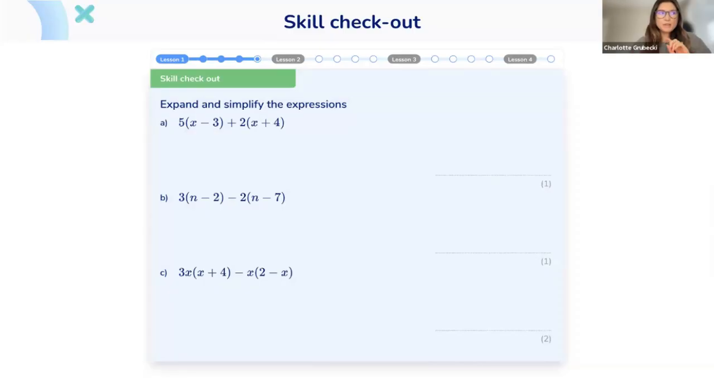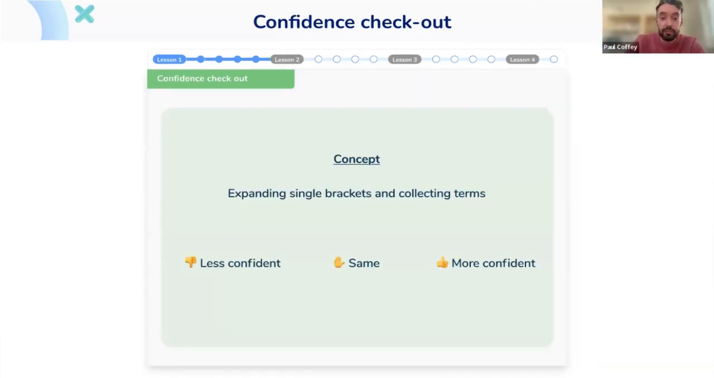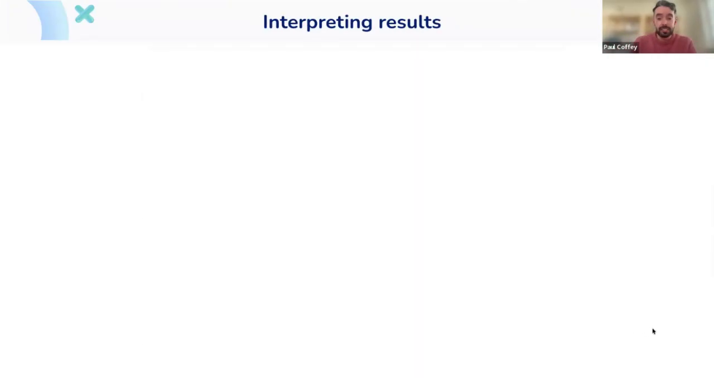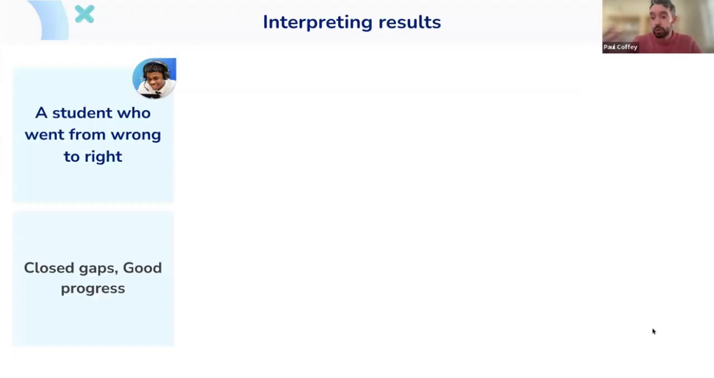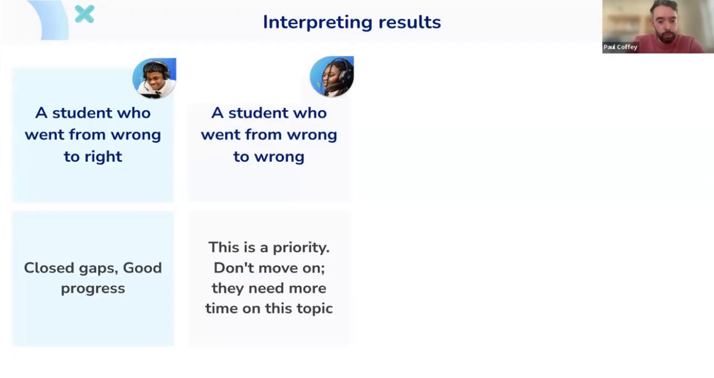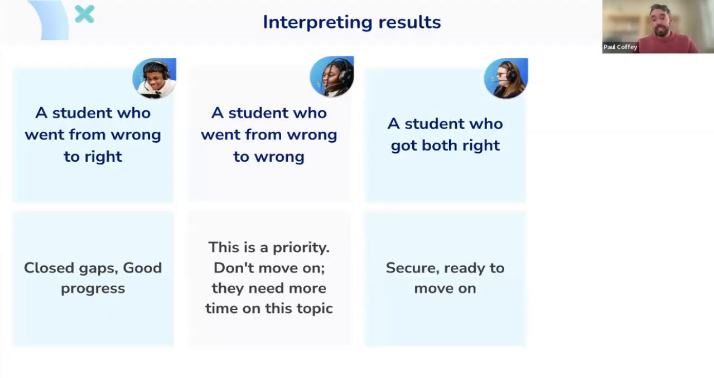And then the confidence check that we mentioned as well, does that happen here too? Yes, absolutely. So we ask students then to rate how they're feeling now compared to the start of the lesson. So some really interesting ways to read these results. So if a student went from wrong to right, potentially a closed gap, good progress. A student who's gone from wrong to wrong, well, this is a priority. We're not going to move on just yet. They need more time. A student who got both right, potentially secure. Maybe they're ready to move on.